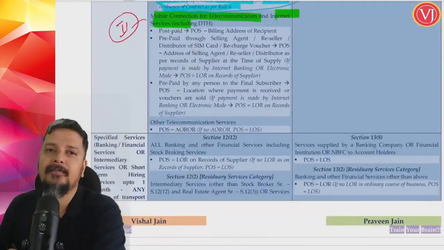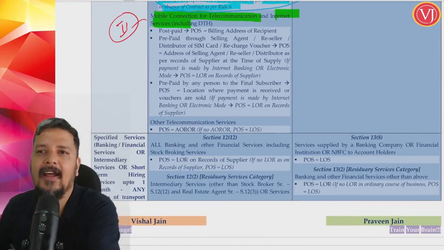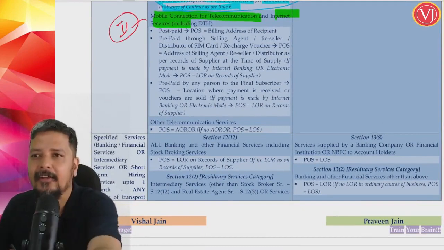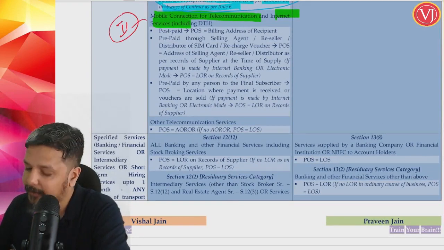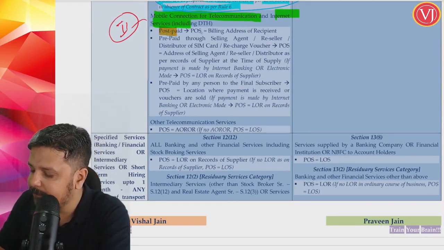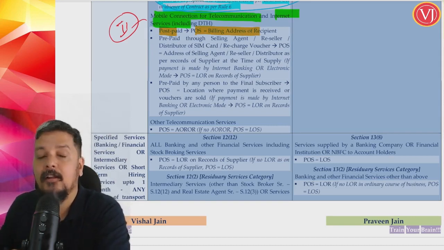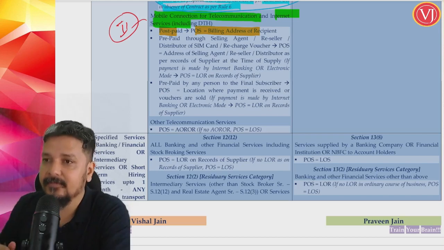Now, the second part, you are talking about wireless. The first part is all about wire. Wire means where the wire is installed. In simple language, wireless. Now, in wireless, they talk about multiple split-ups. If it is postpaid, the billing address of the recipient, which will enable him to take the credit.